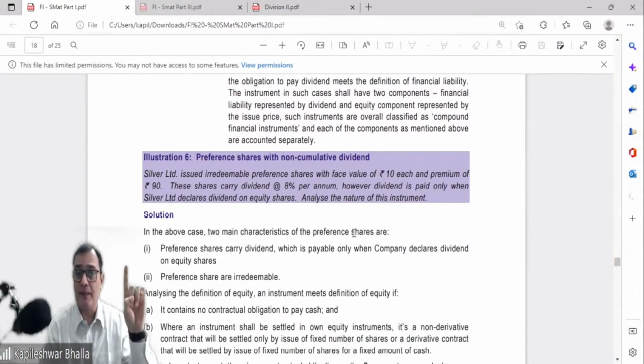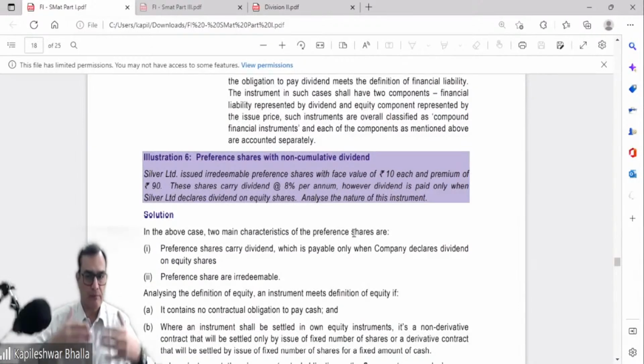Principal element is irredeemable. With a face value of 10 at a premium of 90, the shares carry a dividend of 8% per annum. However, the dividend is paid only when Silver declares a dividend on equity shares. You told the preference shareholder that once I pay the dividend on equity shares, I will give you dividend as well. Now he is feeling happy. The preference shareholder is feeling happy that the company is telling me, if I pay the equity shareholder, boss, I'll give you the dividend as well.